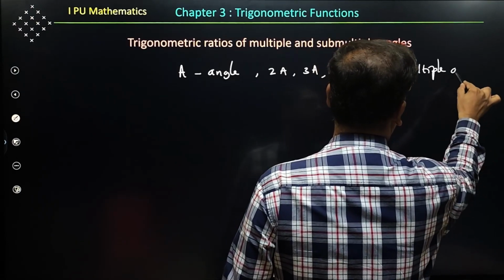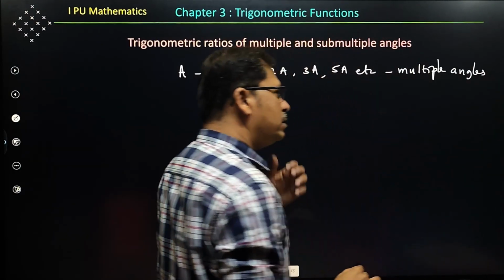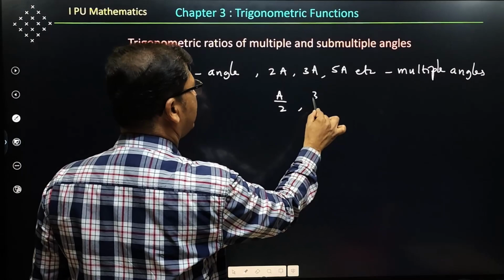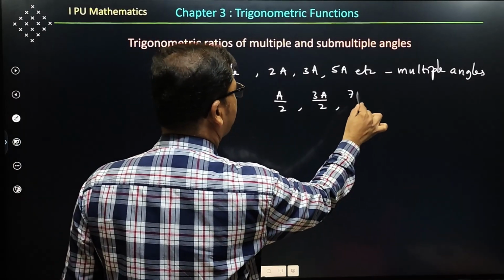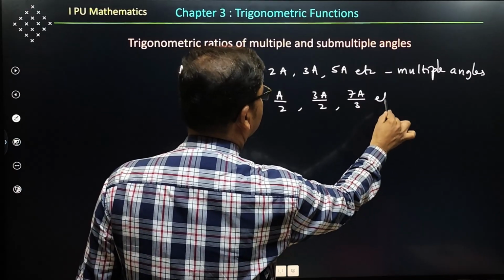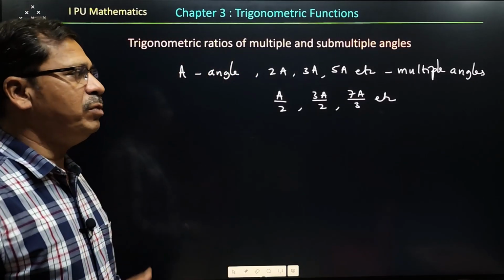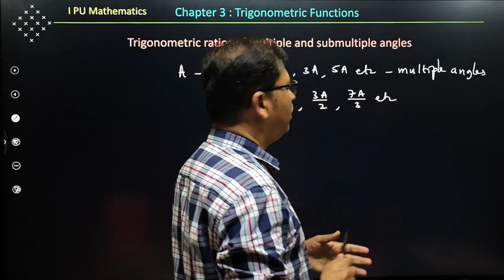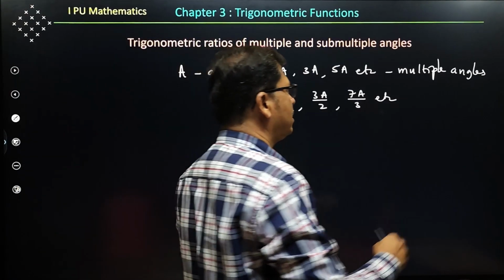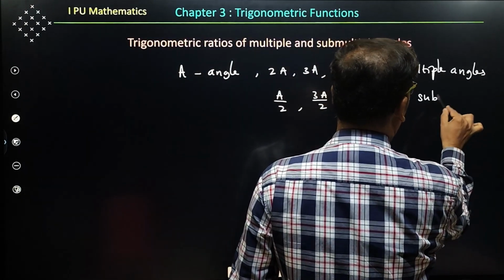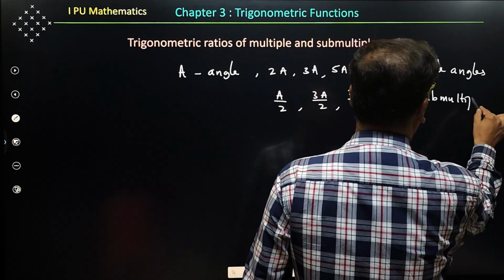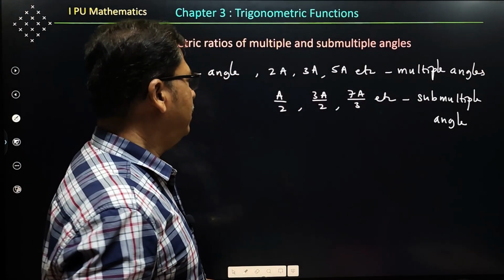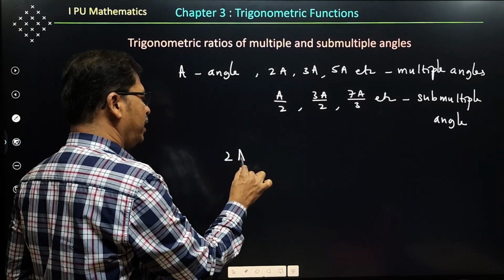Whereas, suppose A is any angle, then the angle A by 2, say 3A by 2, 7A by 3, etc. So such angles are considered to be submultiple. 3A is a multiple, it is subdivided by 2, that is why submultiple here. The concept is very simple and your study is restricted only to the multiple angles 2A and 3A.